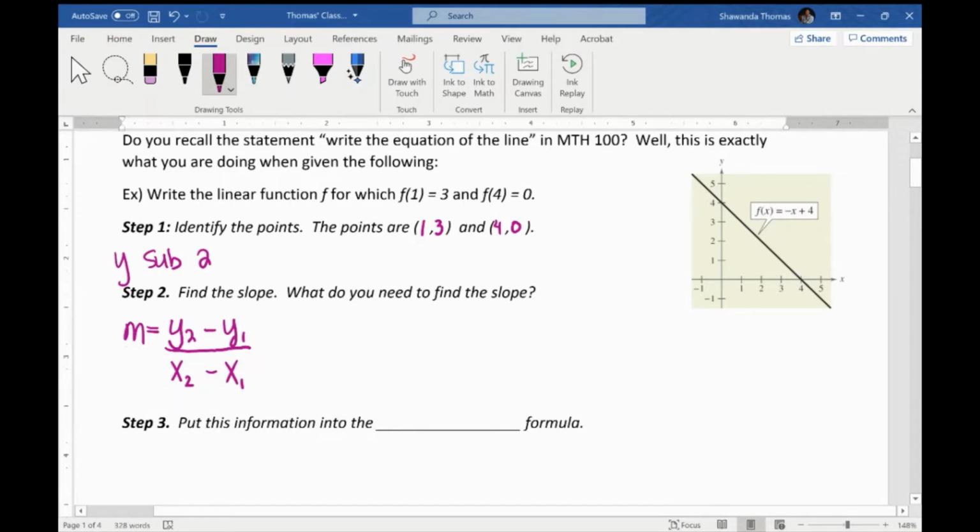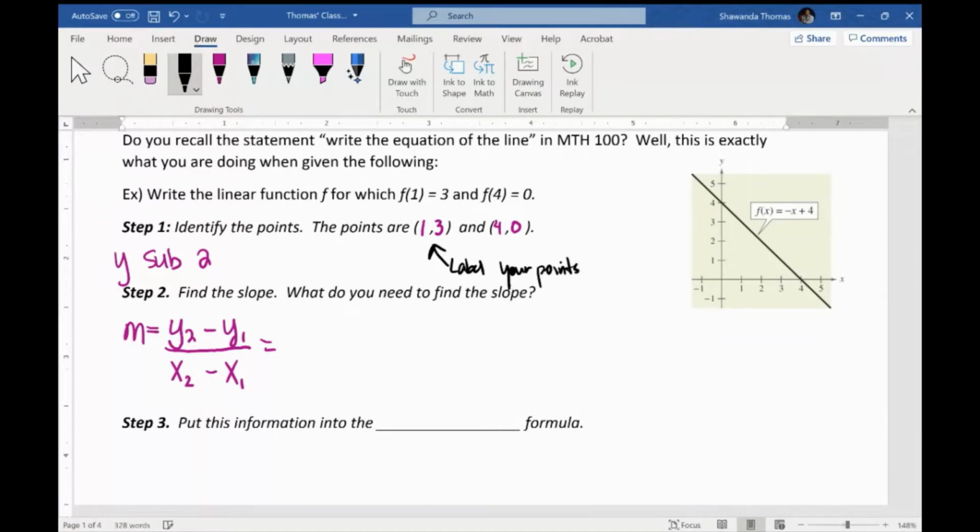Next thing I want y'all to do is label your points as x sub 1, y sub 1. That subscript means this is the first set of points. And then we have x sub 2, y sub 2. This is the second set of points. That's all that's saying.